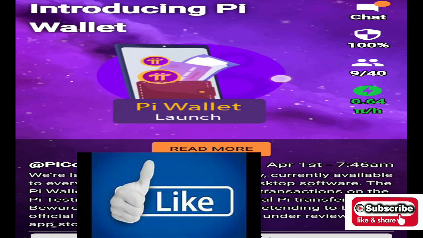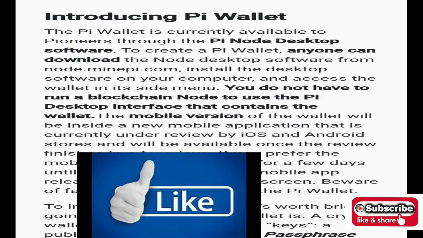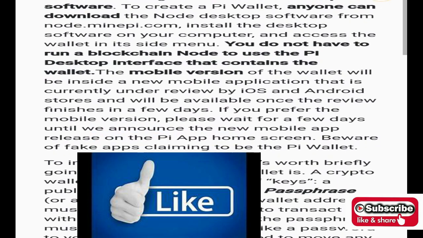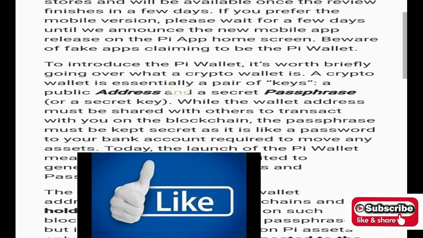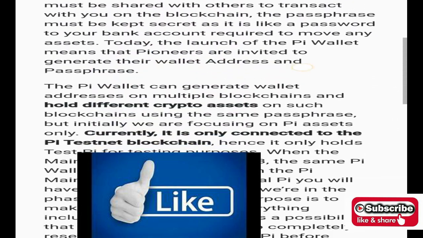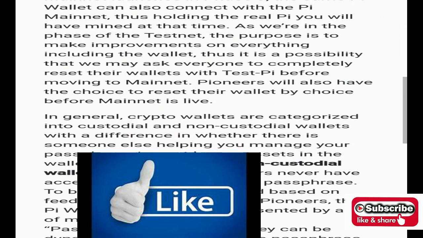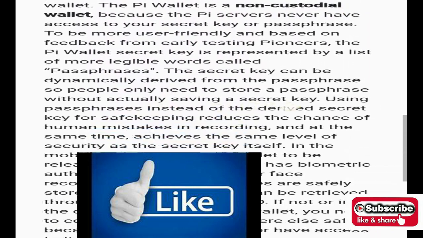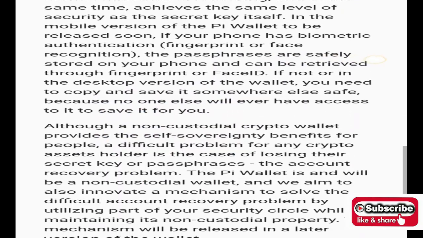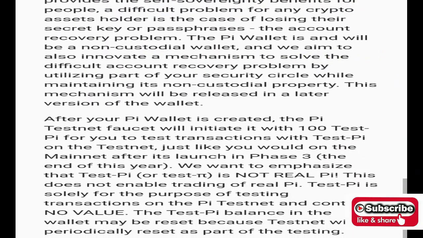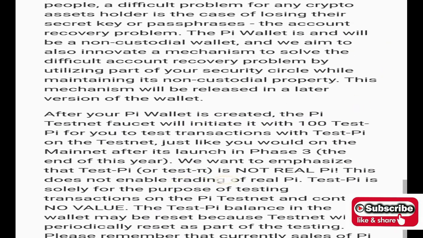To introduce the Pi wallet, it's worth briefly going over what a crypto wallet is. A crypto wallet is essentially a pair of keys, a public address and a secret passphrase, or a secret key. While the wallet address must be shared with others to transact with you on the blockchain, the passphrase must be kept secret as it is like a password to your bank account required to move any assets. Today, the launch of the Pi wallet means that pioneers are invited to generate their wallet address and passphrase.